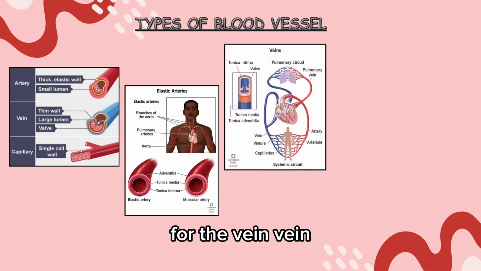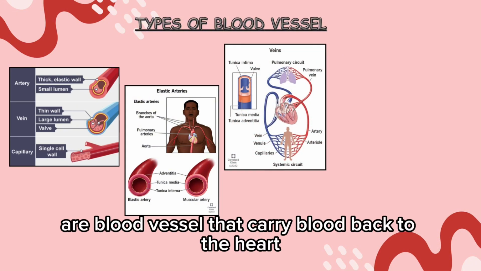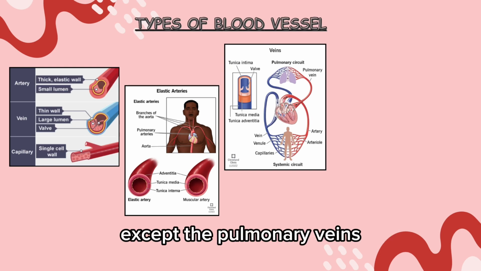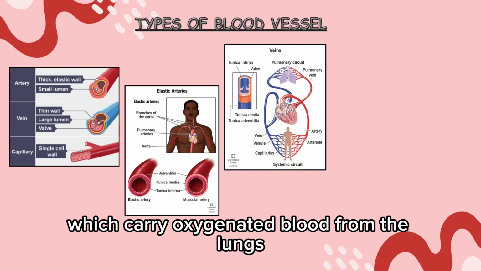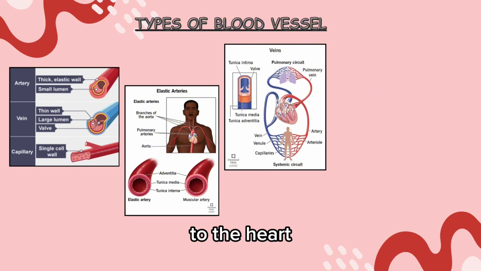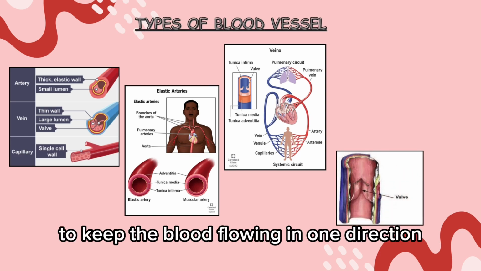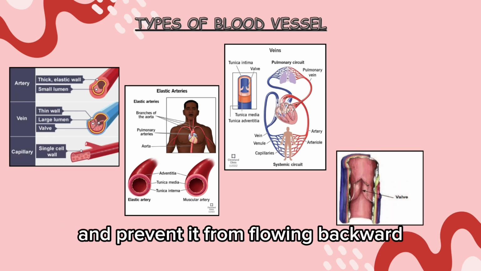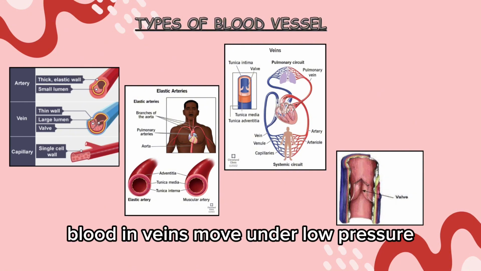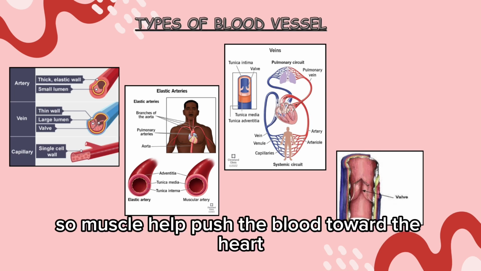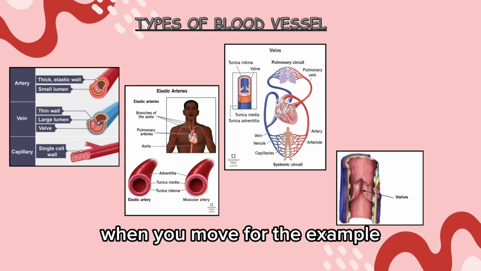Veins are blood vessels that carry blood back to the heart. Most veins carry deoxygenated blood, except the pulmonary veins, which carry oxygenated blood from the lungs to the heart. Veins have thin walls and valves to keep the blood flowing in one direction and prevent it from flowing backward. Blood in veins moves under low pressure, so muscles help push the blood toward the heart when you move.